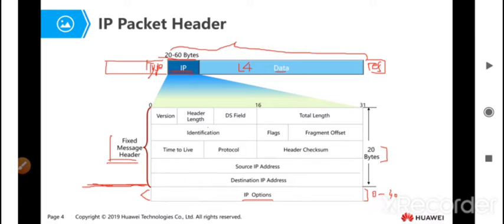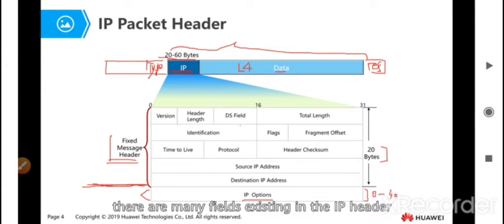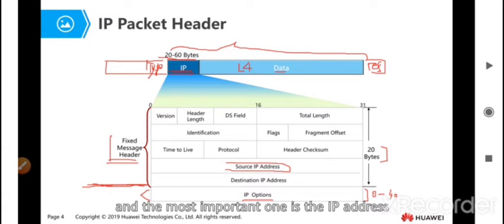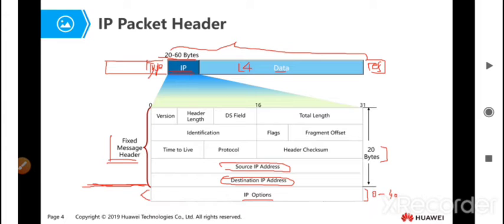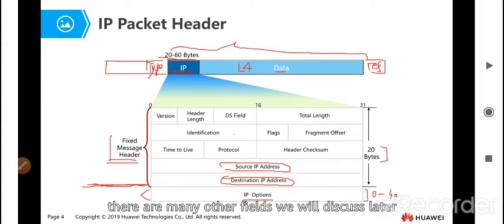There are many fields in the IP header, and the most important are the IP addresses. The IP address identifies who is the source of this packet and who is the destination of this packet. Of course, there are many other fields we will discuss later.